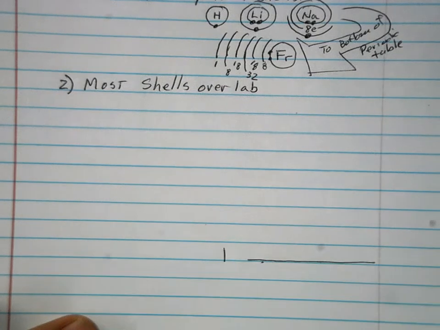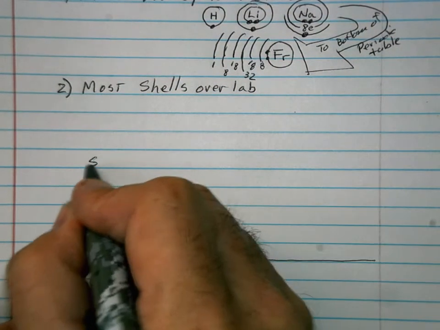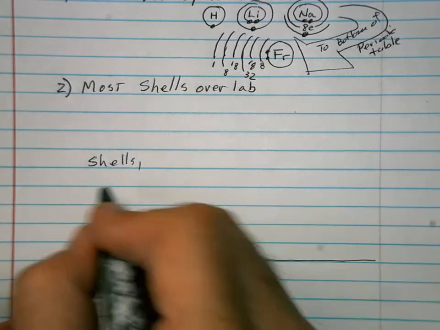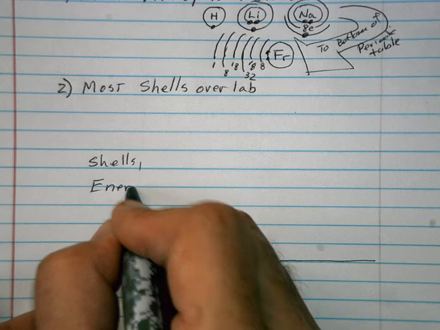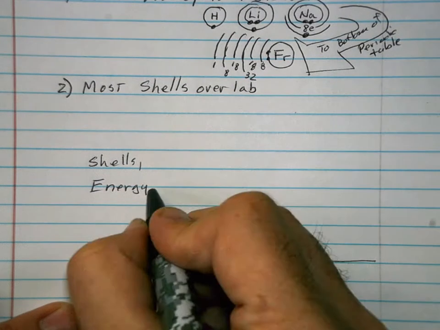And this is the first shell here, okay? This is going to be shells. But that's really not very good. Let's call it energy levels, because it takes certain amounts of energy to keep these electrons there. Energy levels.